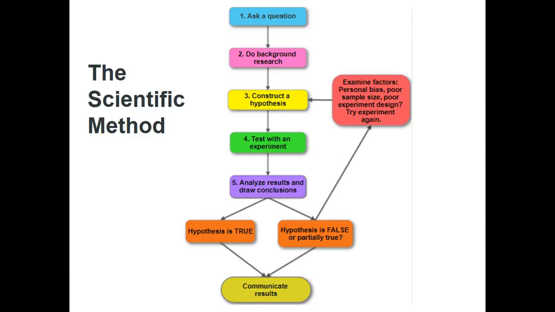You're going to be communicating the results, either to a peer-reviewed journal for review and publication of results, or to go back to the drawing board and examine your experiment and see what kind of factors could potentially have influenced your results. Things like personal bias, small sample size is a huge one, maybe not so sound experiment design. So you're going to redesign and start over. So that's the scientific method.